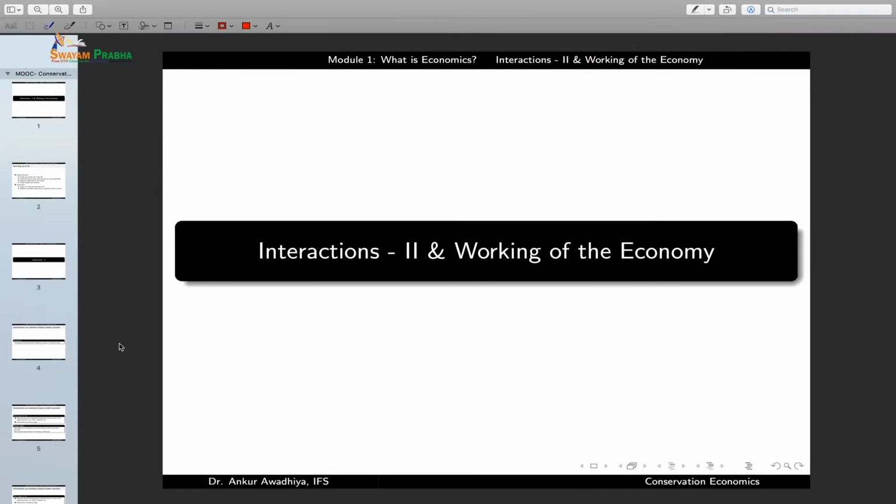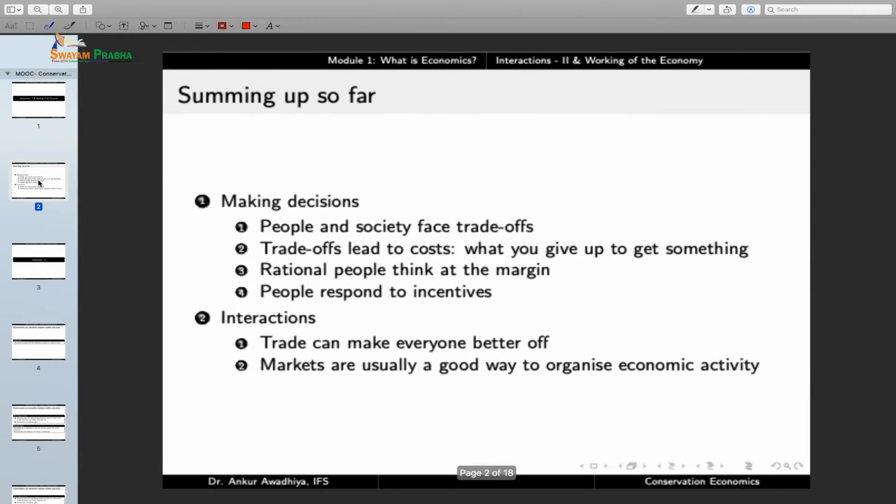Namaste. We move forward with our discussion on the principles of economics. And in this lecture, we will look at interactions and the workings of the economy. Before we move forward, let us recap what we have seen so far.